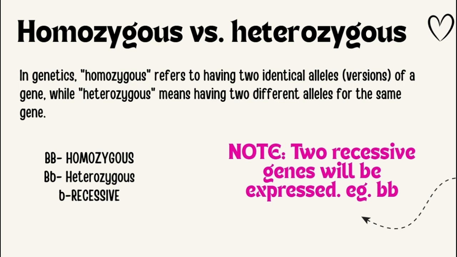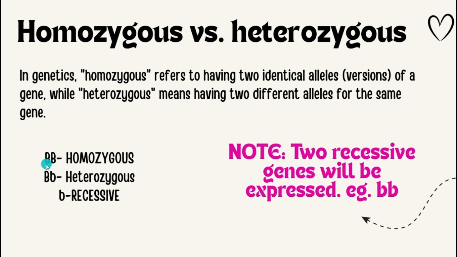Okay, now if we're talking about genes, right, they can also be homozygous and they can also be heterozygous. So we said before that the recessive gene is not expressed unless there are two of them together, right? So if a big B is before the little b, that little b is not going to be expressed, right? So homozygous, which means same, means that two alleles or two genes, it basically just means that both of them are the same.